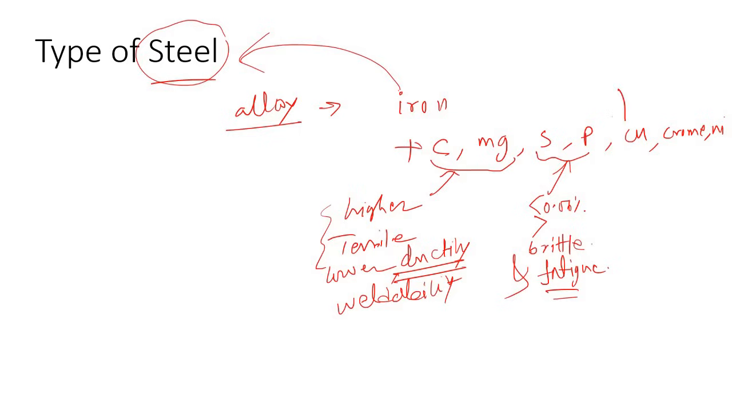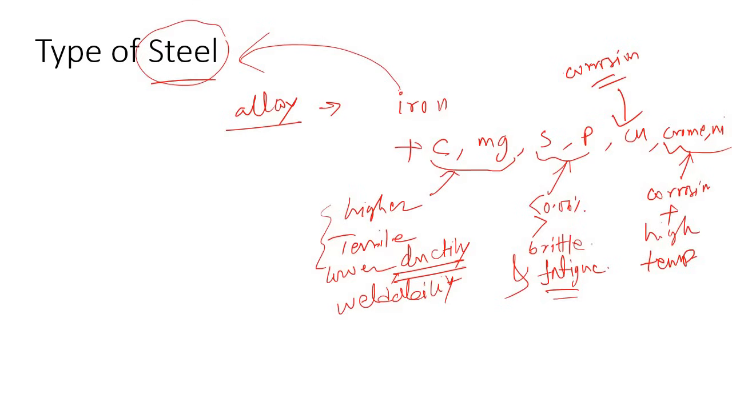Finally, if you add some copper, it makes sure that your steel is resistant to corrosion. Copper makes sure that your steel is resistant to corrosion. And chrome and nickel, yes, they also make sure that your steel is resistant to corrosion. In addition to corrosion, they also make sure that the steel is good enough to resist high temperature, right?